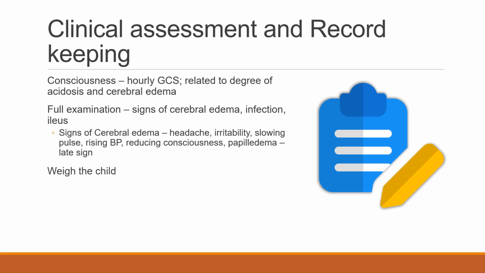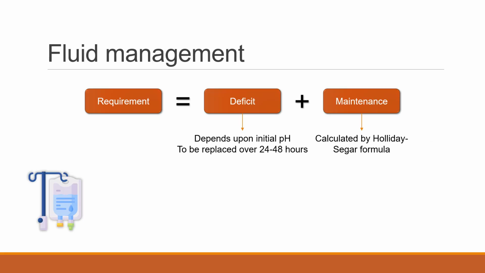We have to weigh the child because all the fluid calculation, insulin administration, etc., all depends upon the weight of the child, that we are going to discuss very soon in the next slide. So we have to weigh the child and use the current weight of the child for the management rather than the ideal weight. So next, coming to the main part, that is the fluid management.